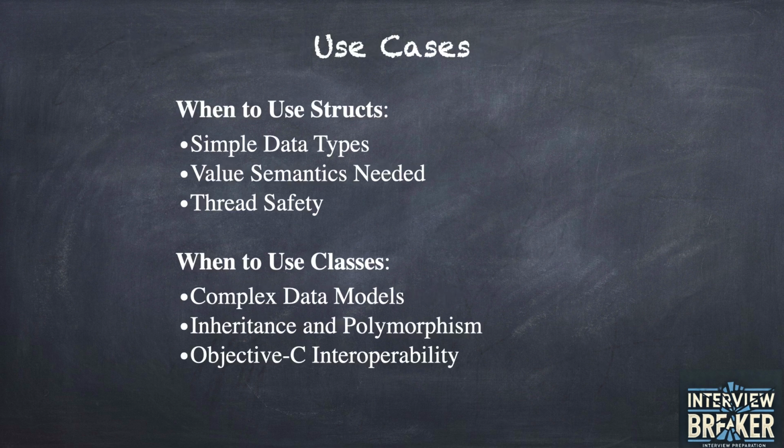So, when should you use each? Use structs when representing simple immutable data like coordinates or sizes, you need each instance to be independent, or you want to enhance thread safety. Use classes when modeling entities with shared, mutable state, you need inheritance and polymorphism, or you're working with Objective-C code or frameworks.